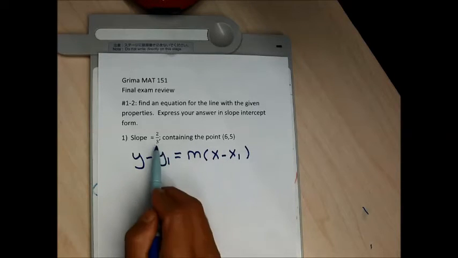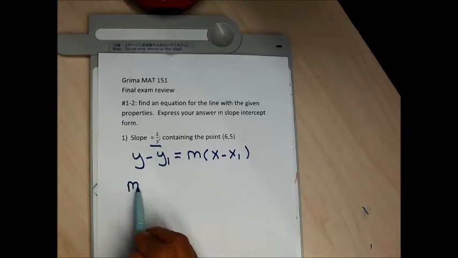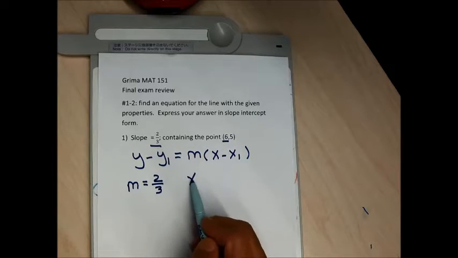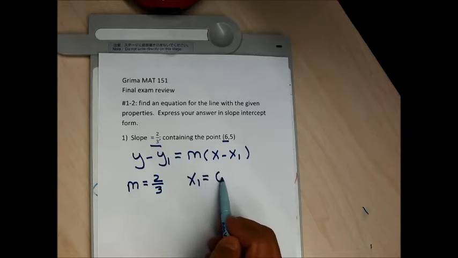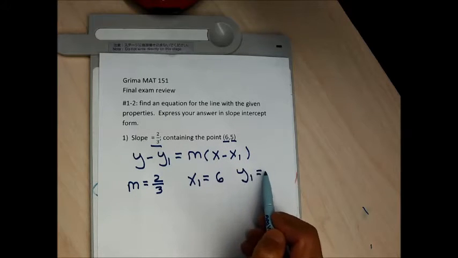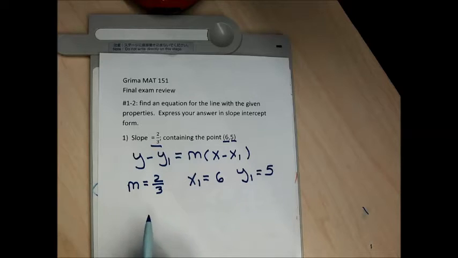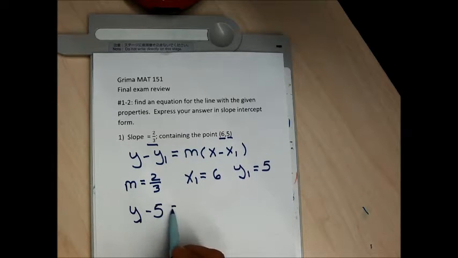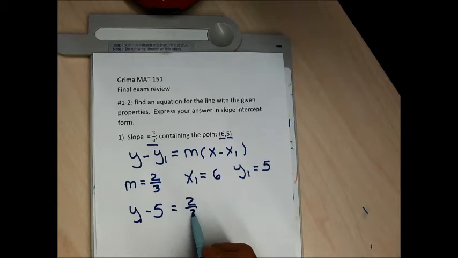In problem 1, I'm going to plug into this formula m equal to 2/3 from the slope. I'm going to plug x1 equal to 6 from the x coordinate of the point that's given, and y1 equal to 5 for the y coordinate of the point that's given. That's going to give me y minus 5 equals 2/3 times x minus 6.